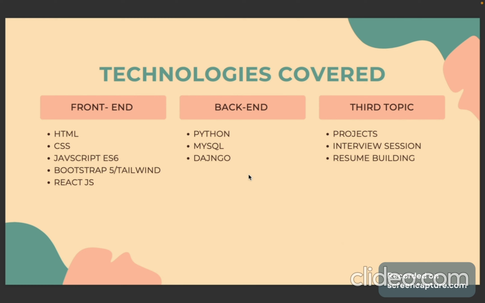So what is the backend? The backend is the part of web applications that users can't see. Users don't see the backend part. It handles the logic, database, authentication, server, and APIs.